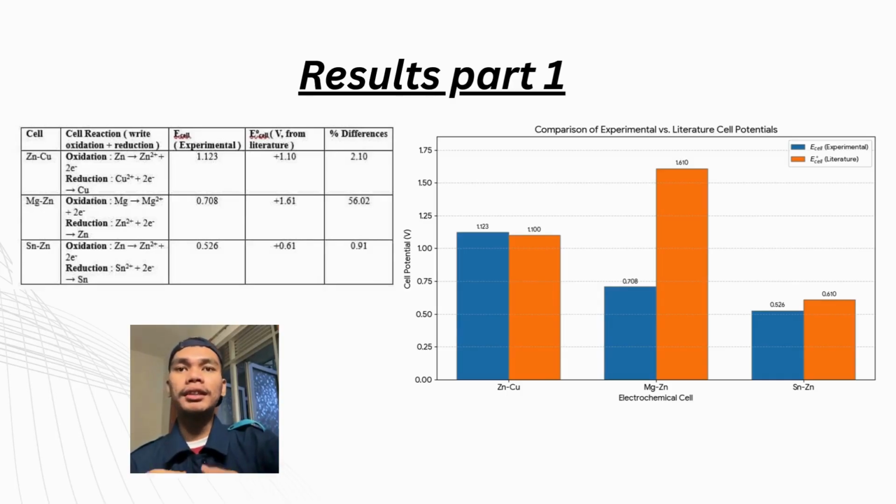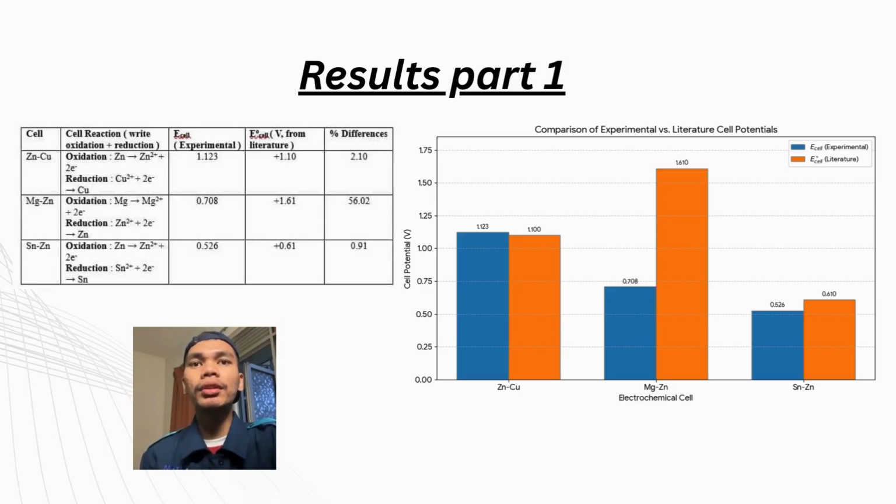Finally, let's look at the tin zinc cell. This combination features two metals that are relatively closer to each other in the standard reduction potential series compared to our first two examples. In this setup, zinc is the more active metal, so it oxidizes to Zn2+ ions. Tin ions are reduced to form solid tin. The theoretical potential E cell for this combination is positive 0.61 volts, which is the lowest theoretical potential among the 3 cells we studied. Our experimental result was 0.526 volts for this combination.